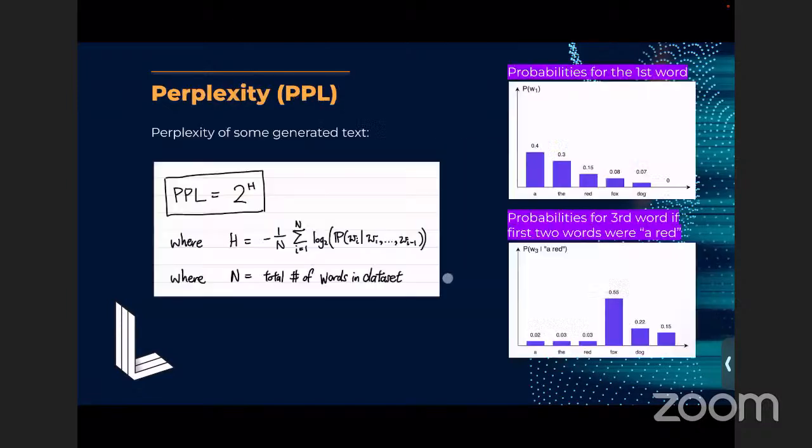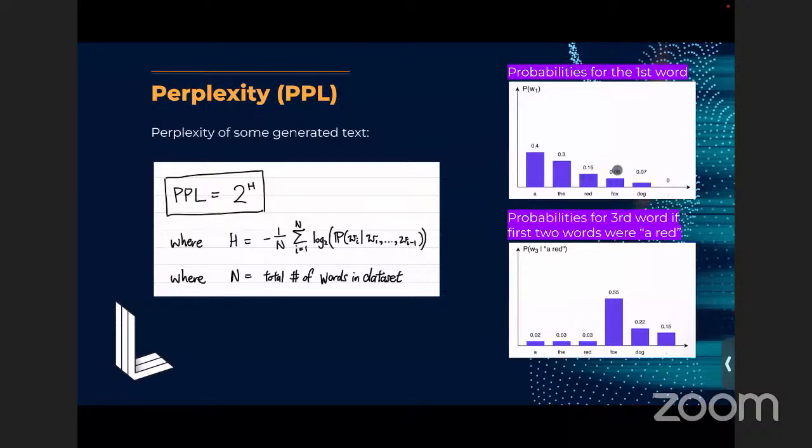Now, we've been talking about perplexity a lot. For those who aren't as familiar with natural language processing, this is how it's calculated. It's 2 to the power of entropy, where entropy is basically the average of the log likelihood. And none of this really matters. We just need to pay attention to this probability here: the probability of the ith word given the previous words from 1 to i minus 1.